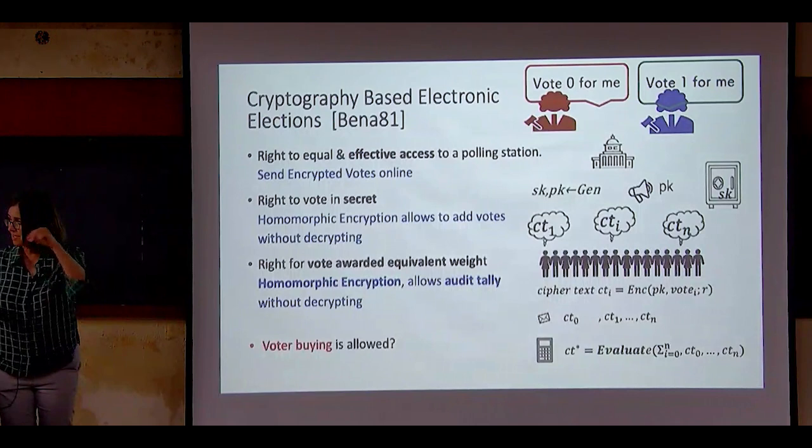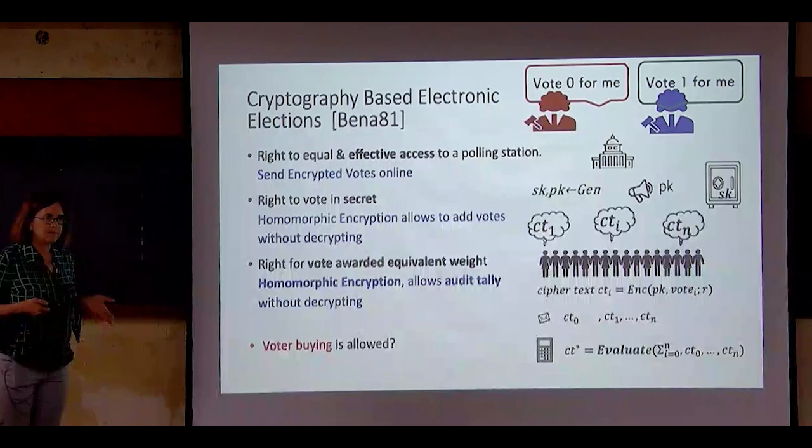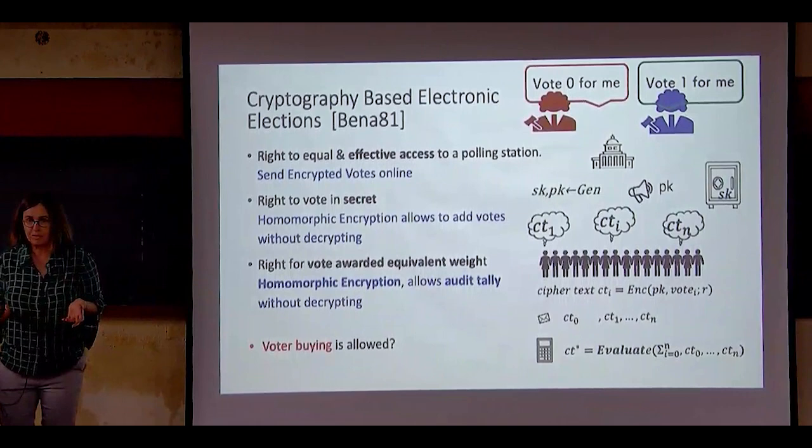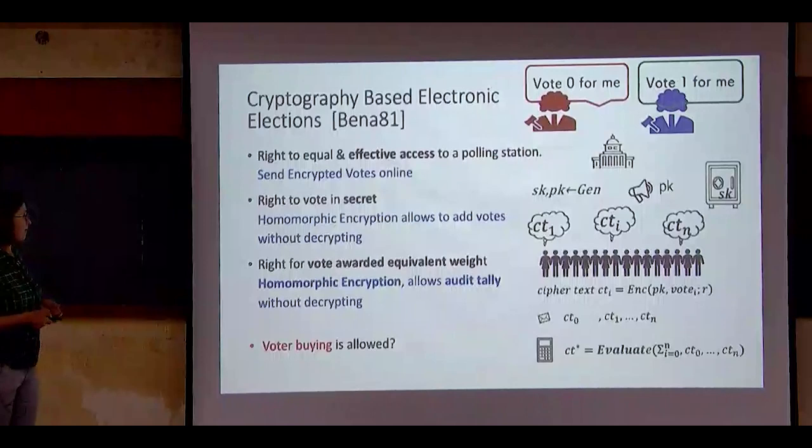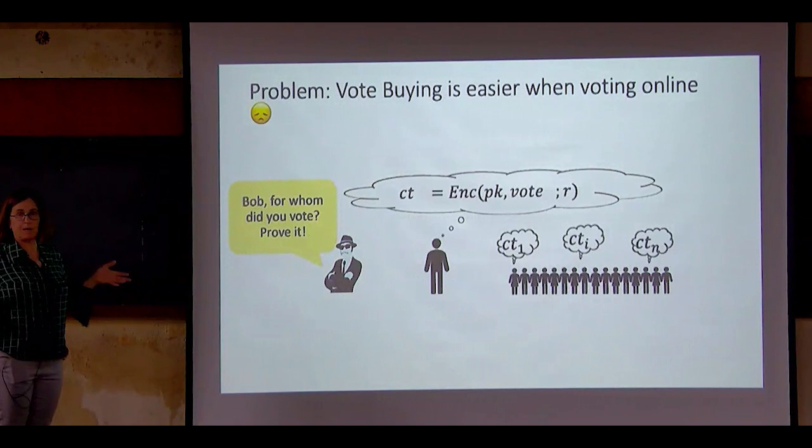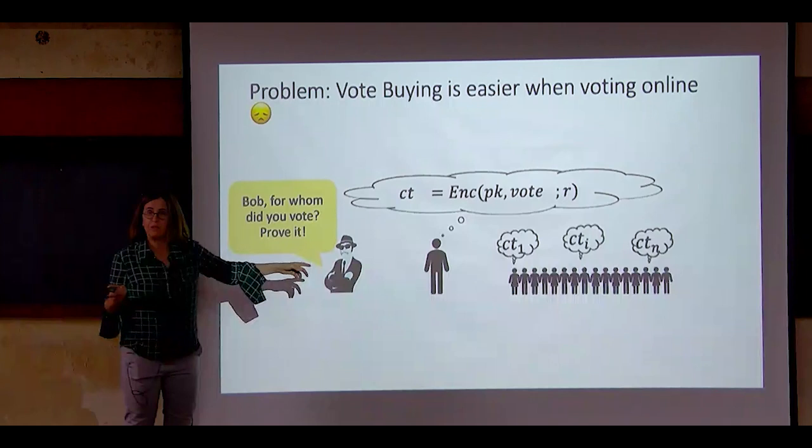However, what about when you vote online like this? People cannot see what you voted for, but they can see the encryption of what you voted for. So does that make it more possible to buy votes? The observation, already at the time, was that yes, unfortunately, you can buy votes as follows. This person says, hey, Bob, who'd you vote for? Prove that you voted for me. And if you prove it, we're going to give you money, say.